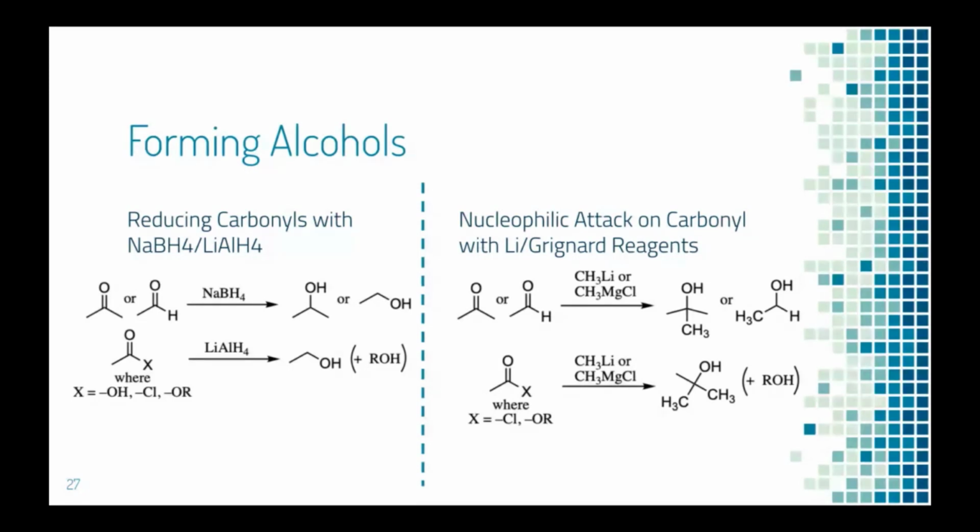Those are the two options that you have hopefully seen a number of times by now. Again, similar to before, you can start with a ketone, aldehyde, or as the lower reaction shows, it can also be an ester or something. Then you can react that with your Grignard reagent or your lithium attached to whatever carbon chain you want, and then you can form your alcohol.